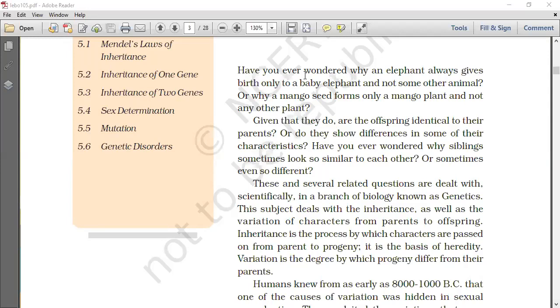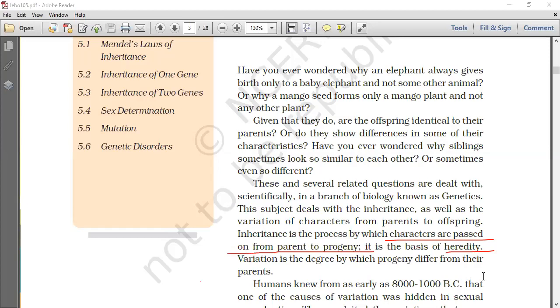These several related questions are dealt with scientifically in a branch of biology known as genetics. This subject deals with the inheritance as well as the variation of characters from parents to offspring. Inheritance is the process by which characters are passed on from parent to the progeny. It is the basis of heredity.